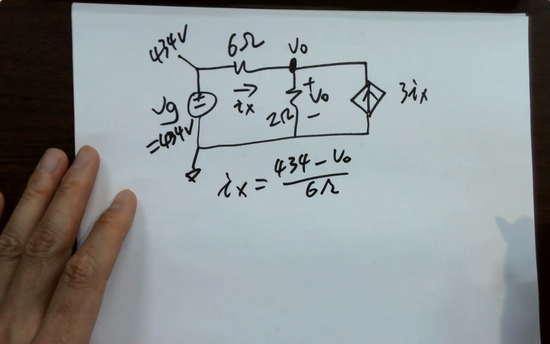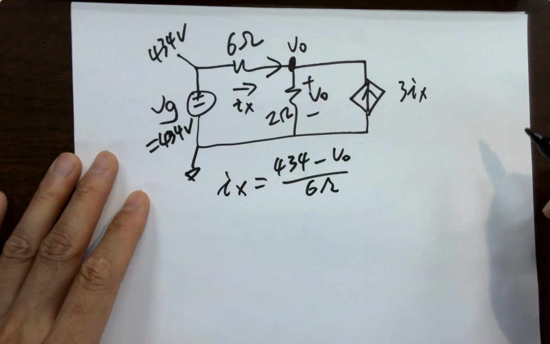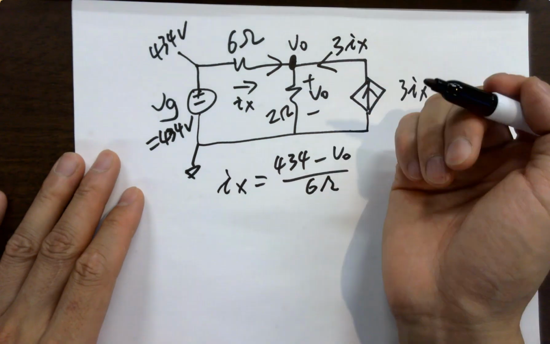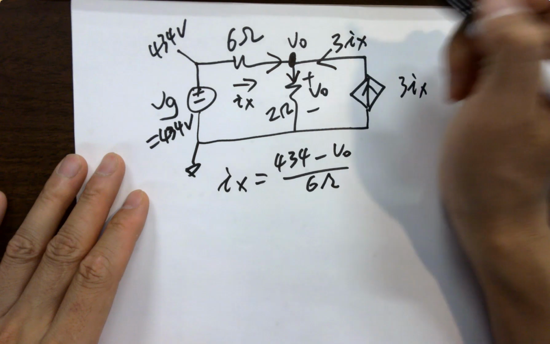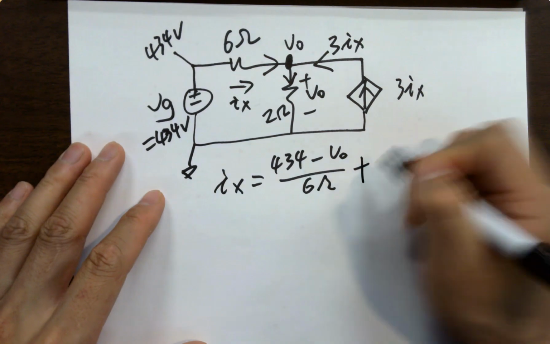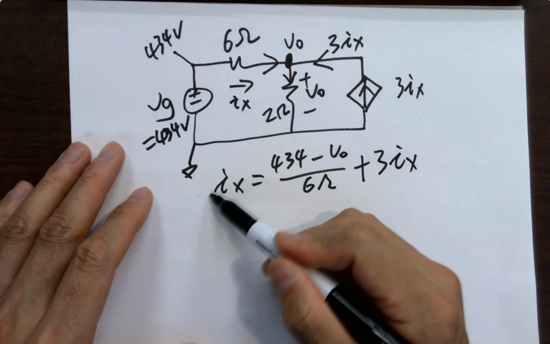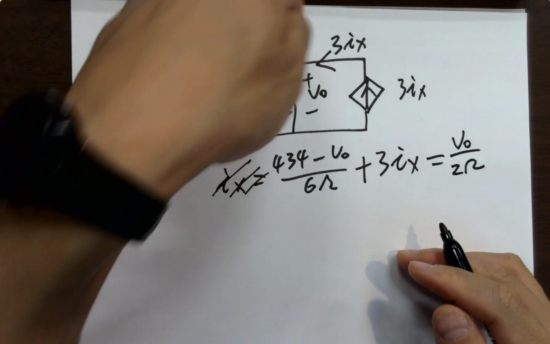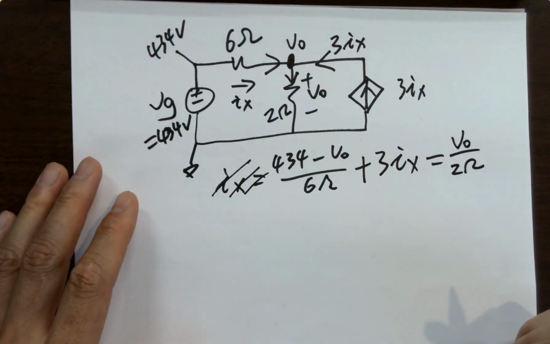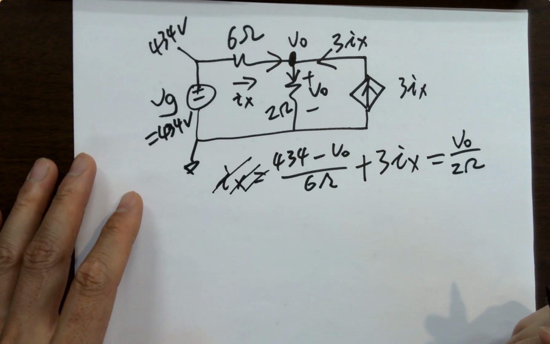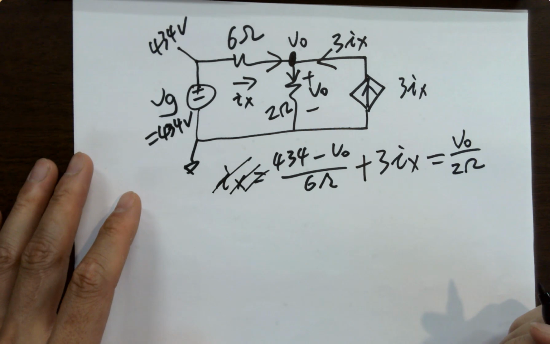That's the current. And I've got a current 3Ix flowing into it from right to left, and another current flowing out. So Ix plus 3Ix equals V naught over 2 ohms, the current flowing down. How many variables, how many equations? Can we solve everything now? No. 2 variables, 1 equation.